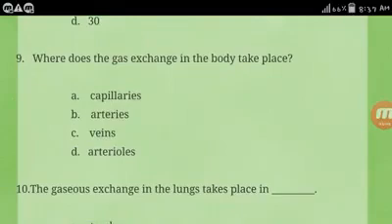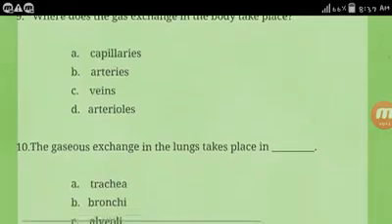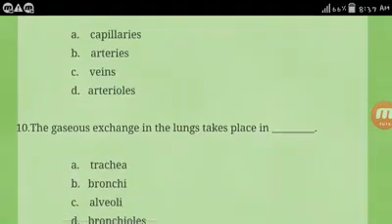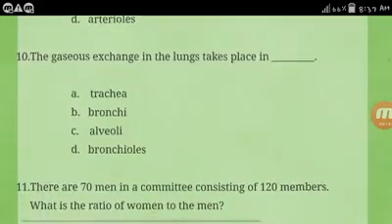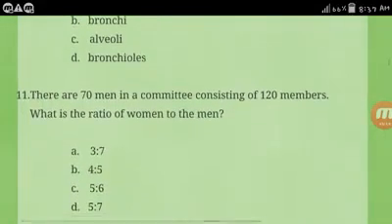Number 9, where does the gas exchange in the body take place? As I told you, in the body, it's in the capillaries. Gaseous exchange. Number 10, where does the gaseous exchange in the lungs take place? In the alveoli or the tiny air sacs. The answer there is letter C.